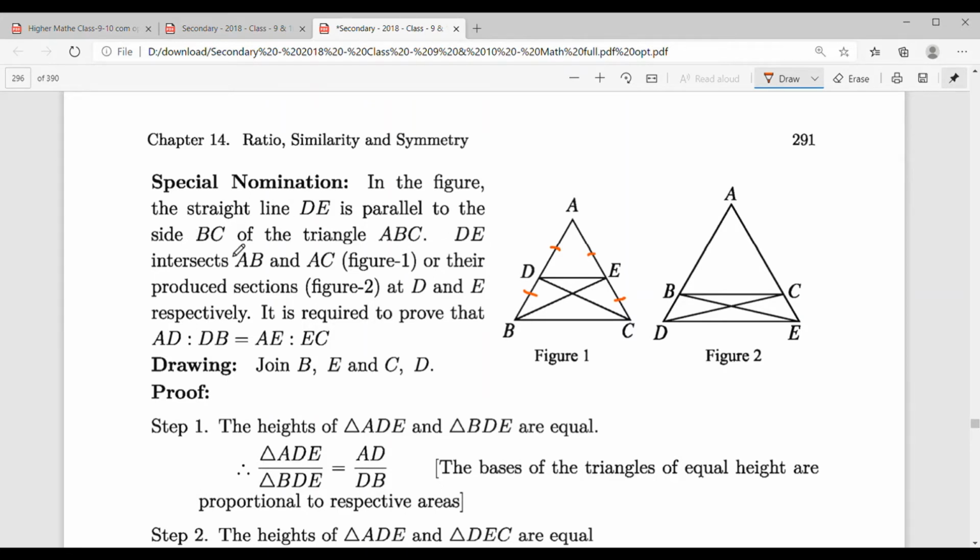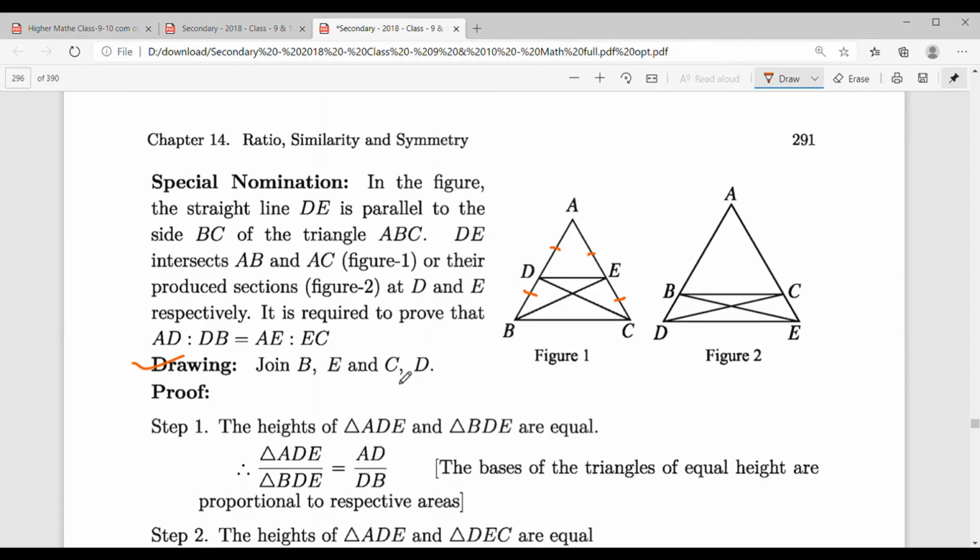is parallel to the side BC. DE is parallel to side BC. Here also DE is parallel to the side BC, both figures. DE intersects AB and AC. Here in figure 1, DE intersects AB and AC, or their produced sections. In figure 2, you can see that DE intersects produced AB and produced AC. Okay, it is required to prove that this intersection is proportional. That means AD is to BD is equal to AE is to EC. Similar here. Okay.